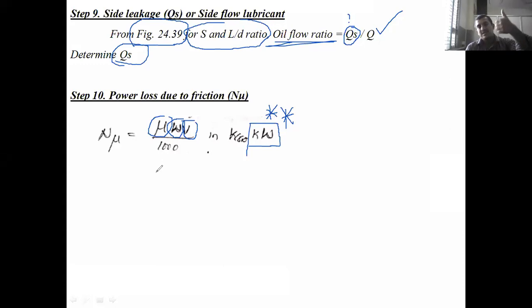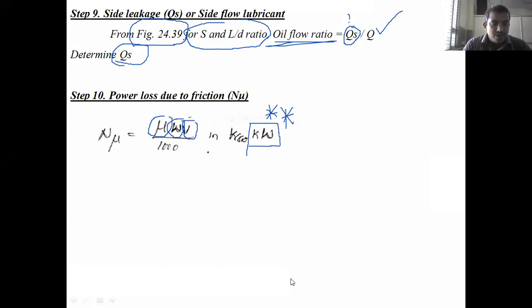There are 10 steps in the design of a journal bearing. The first step, select the recommended design values. Second, design the bearing. Third, select the suitable lubricating oil. Then check the lubricating oil. Fifth, how much quantity of heat is generated in the bearing. Then how do you dissipate that heat? The seventh step, the minimum oil film thickness and its location. The eighth step, the oil flow rate, considering end leakage, without side leakage and with side leakage. Ninth step, the side flow of lubricant or side leakage, and the tenth step is power loss due to friction. These are the 10 steps you should remember.